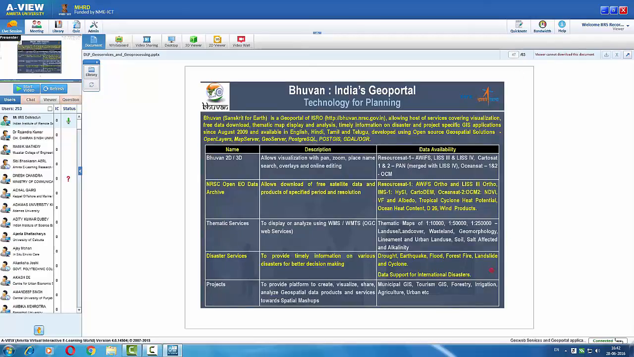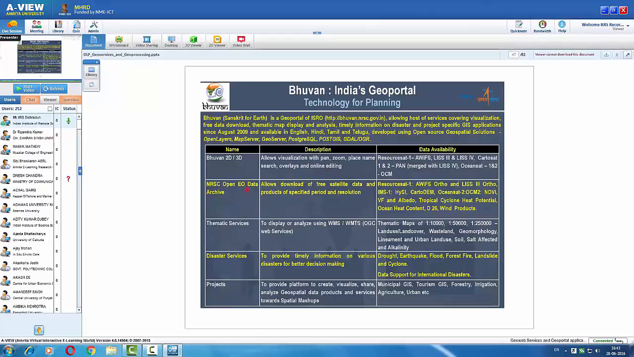Bhuvan has already been mentioned in the introduction: we have the geoportal, equivalent to Google, and it goes beyond that. In fact, Bhuvan is now one of the best sources of information for Indian applications, providing all types of data and also data for many researchers to explore new applications. So we have Bhuvan 2D and 3D, allowing visualization, place name search, overlays, and all applications.